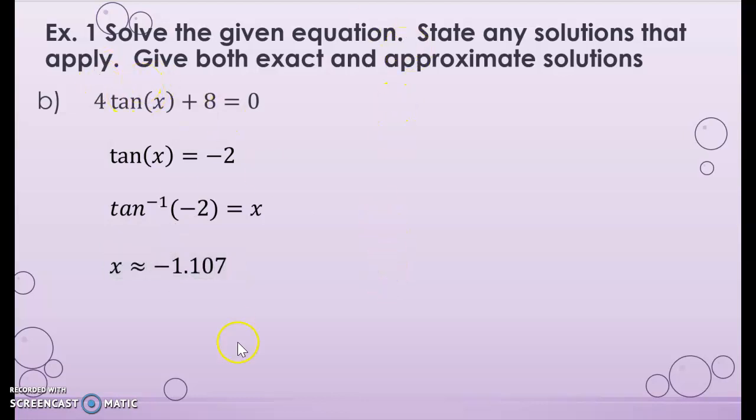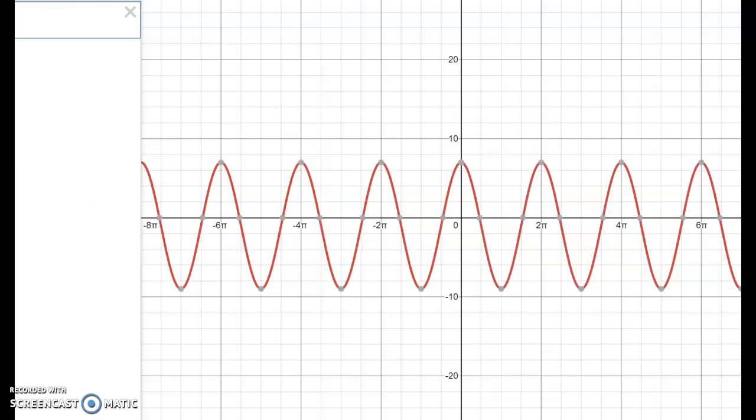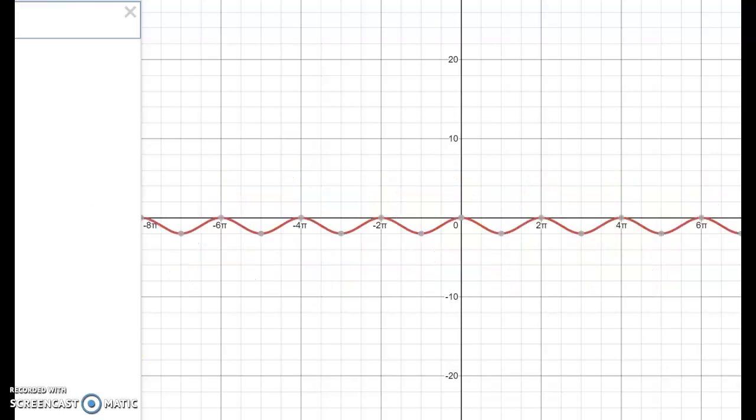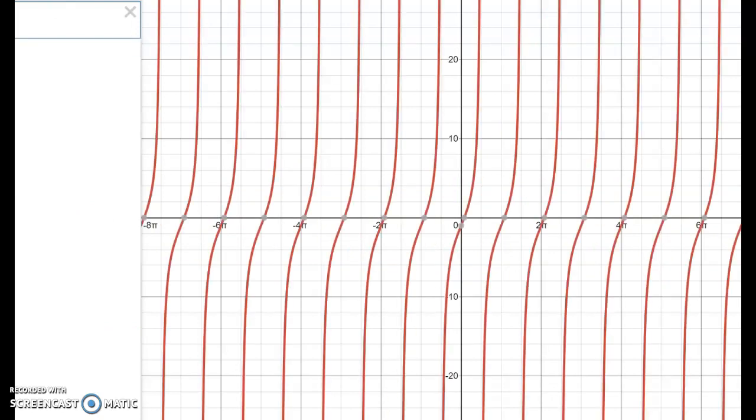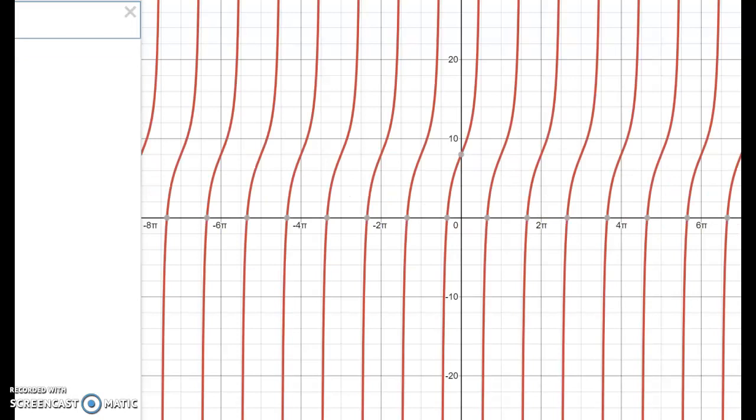Now let's think about this particular graph, 4 tangent x plus 8. What does that look like if I were to graph it? Well, let's graph it. Now, if you think about this, the original parent function has vertical asymptotes at negative pi over 2 and pi over 2, and that didn't change. So the period didn't change. You pretty much did a vertical stretch, and then you shifted the graph up 8.